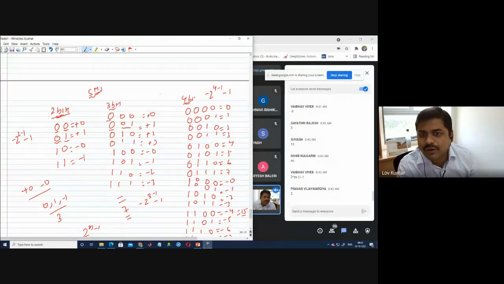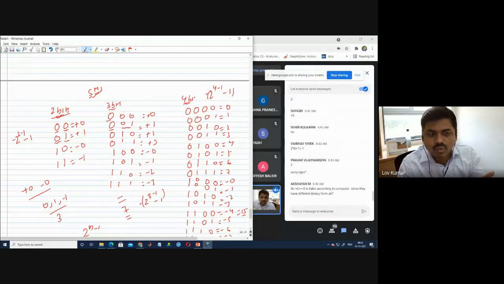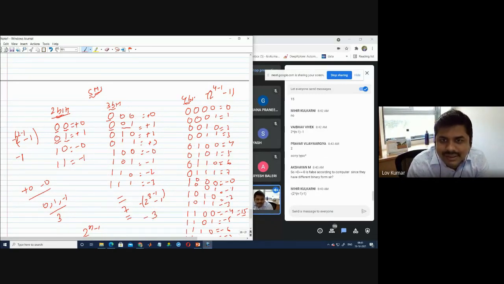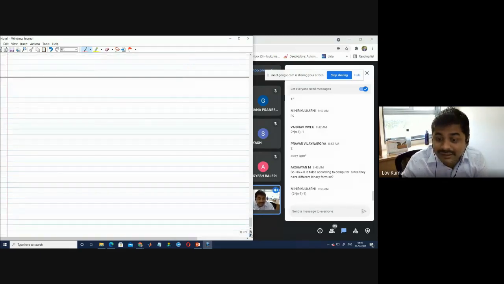What is the value of minus 2 to the power 4 minus 1, minus 1? If you are writing this expression, what is the value we get here? Just wait. Okay, now you can see what value we will write here. This value equals minus 1, this value equals minus 3, and this value equals minus 7. Now you can see, this is very, very important.